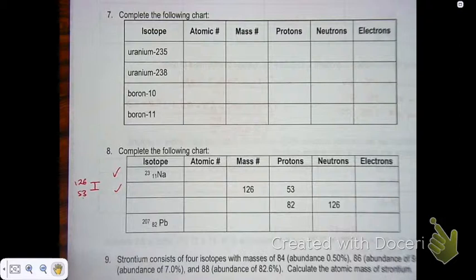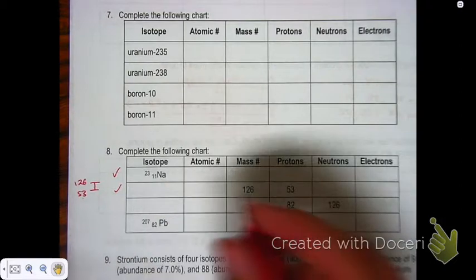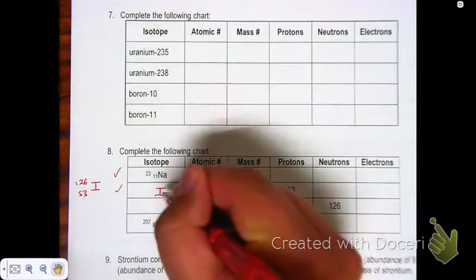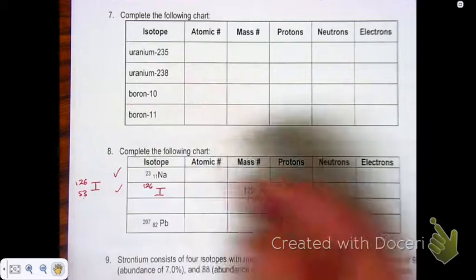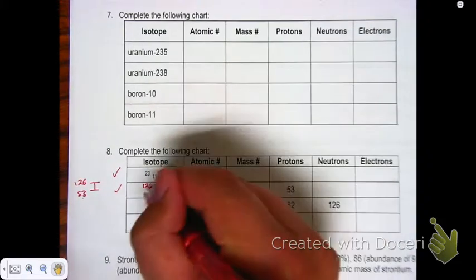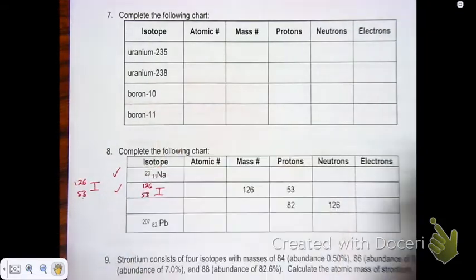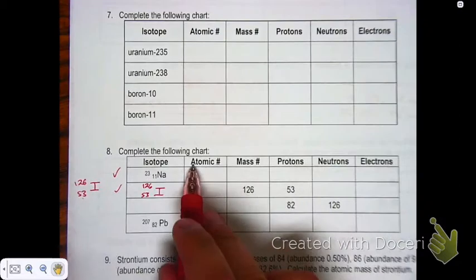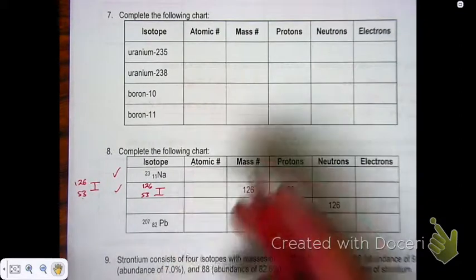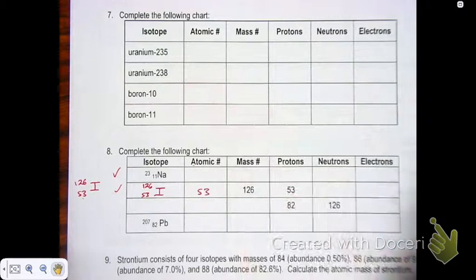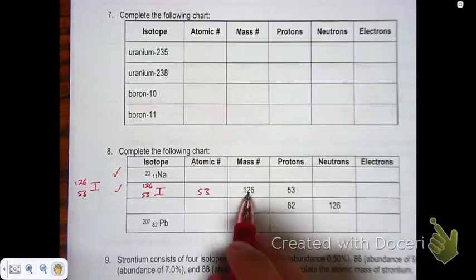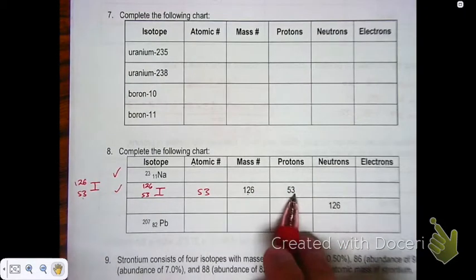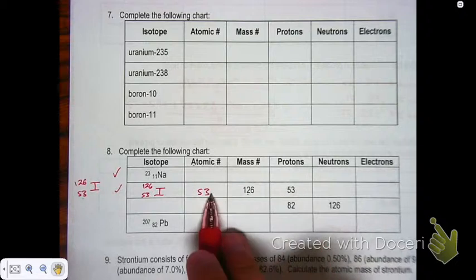Now that we've done this, we can start plugging it into our chart. The 126 is our mass number on top, and the 53 is our atomic number on bottom. The atomic number I just gave you is 53, the number on bottom. Mass number is completed. Protons are completed, which, remember, are equal to the atomic number.